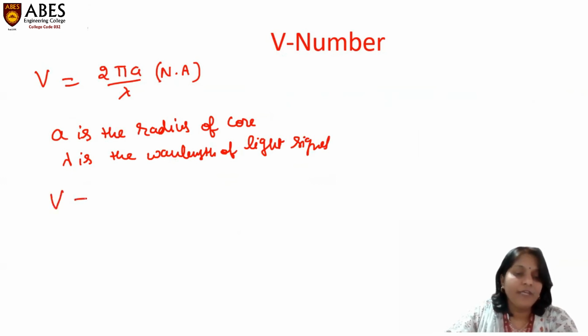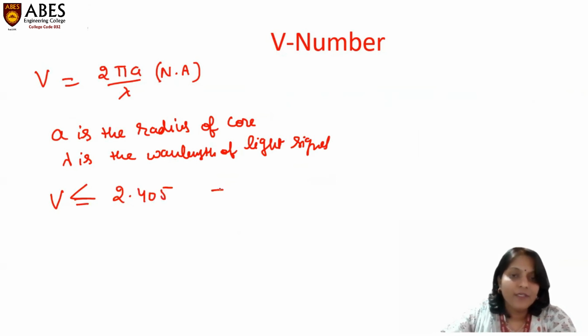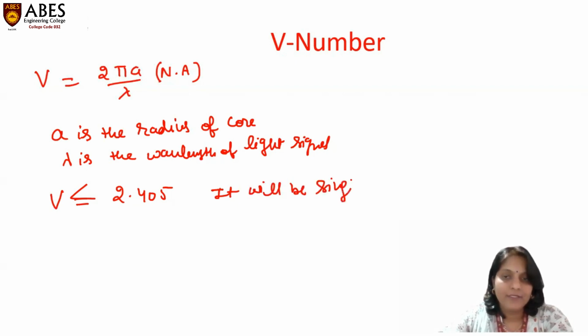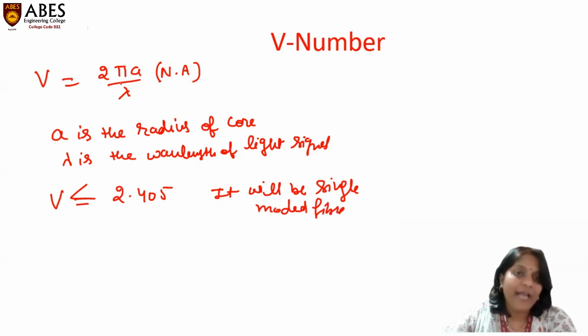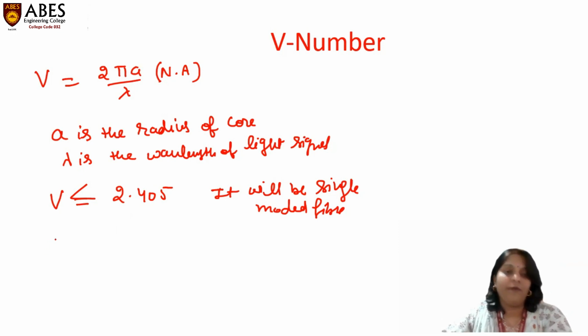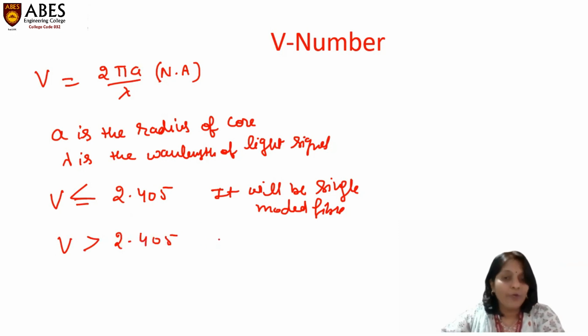If the value of the V number is equal to or less than 2.405, then it will be a single-moded fiber. This means that if we calculate this value and get 2.405 or less, then only one mode is supported by the optical fiber. If V is greater than 2.405, it is a multi-mode fiber. It can support 2, 4, 8, even 1000 modes.